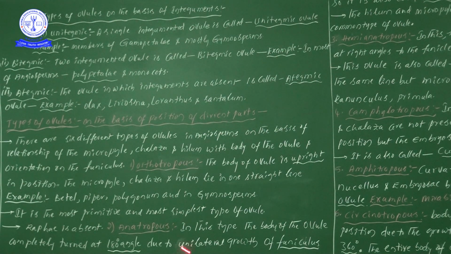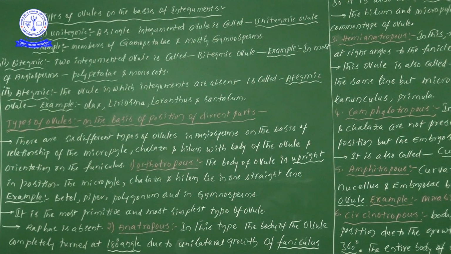Next one, Anatropous ovule. The body of the ovule is turned at 180 degrees angle. Here we can find the examples very mostly in angiosperms. Next one, Hemianatropous. Best examples are Primulaceae family members, Ranunculus, and one more is Primula.